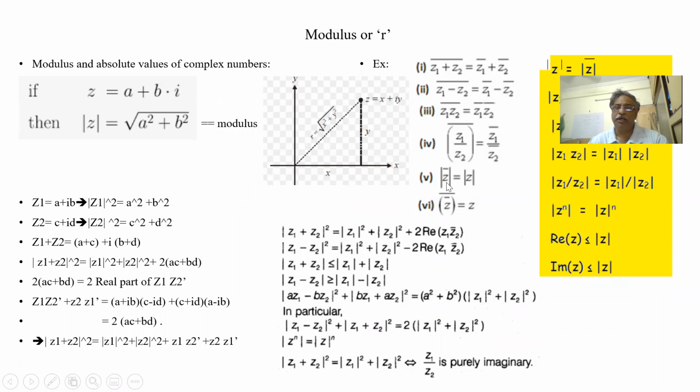So what is Z bar? Z bar is A minus IB. What is the modulus of Z bar? The modulus is again A square plus minus B whole square, which is B square. A square plus B square. So mod of Z and mod of Z bar are equal.